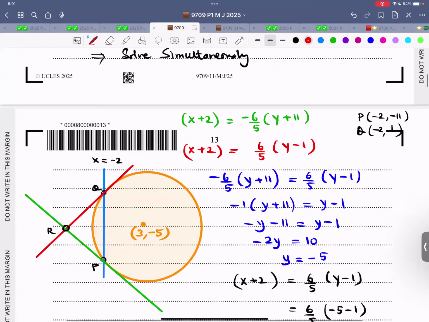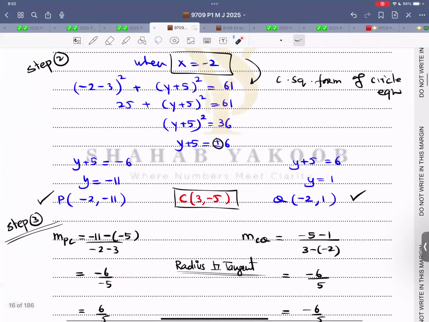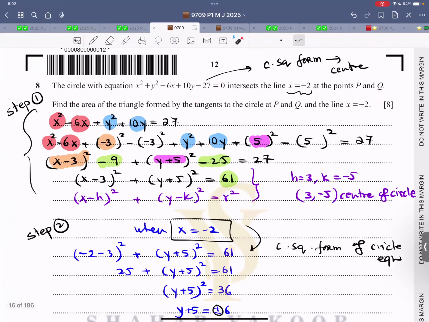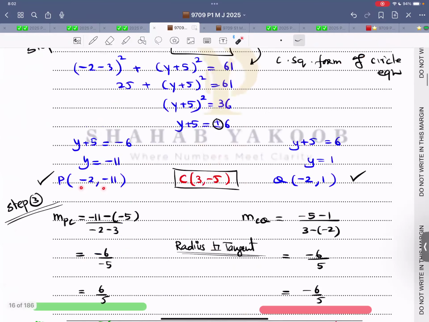So now what I'm trying to do is that I have drawn a realistic diagram. This is the center, C. And let me write C over here. And then one of the point of intersection of the circle and this line, that is x is equals to negative 2. We have P, we have Q. P is negative 2, negative 11. They did not mention which one is P, which one is Q, so it doesn't make a difference. P is negative 2, negative 11. Q is negative 2 and 1.